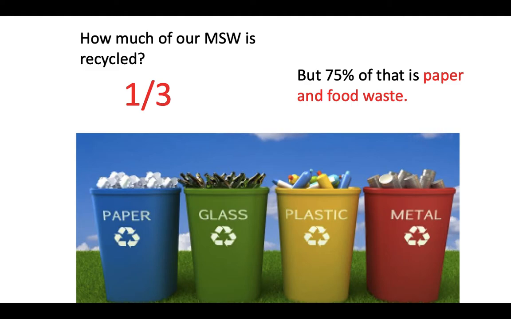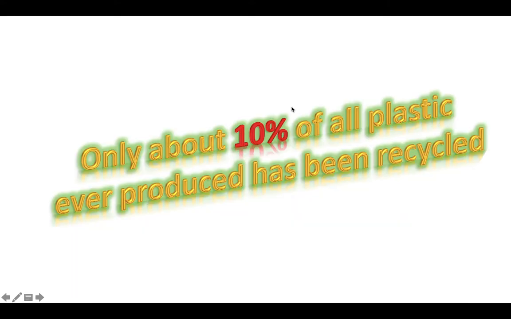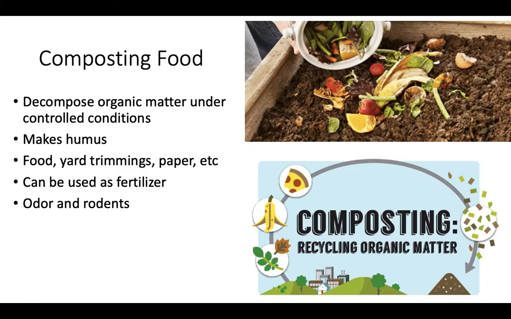About 1/3 of our solid waste is recycled, but about 75% of that is paper and food waste. Only about 10% of all plastic ever produced since the history of plastic has been recycled. 90% of it ends up in the trash. Now that may sound bad, but 10% is better than 0, so it's important that we continue to recycle.